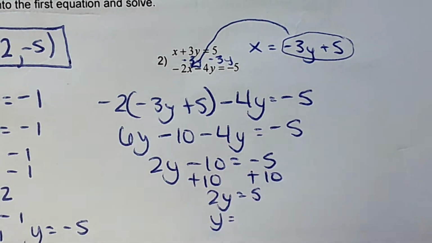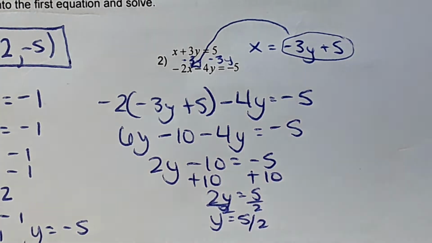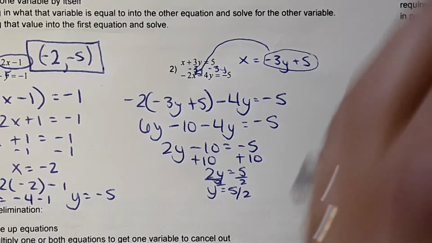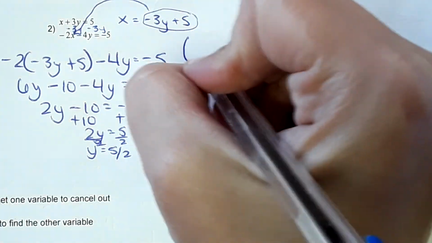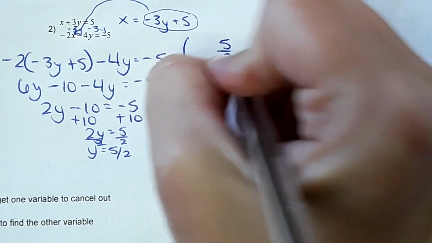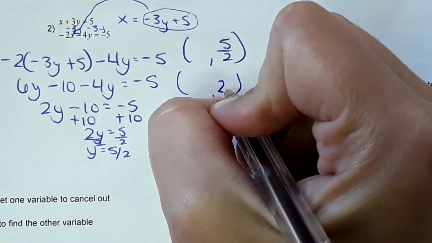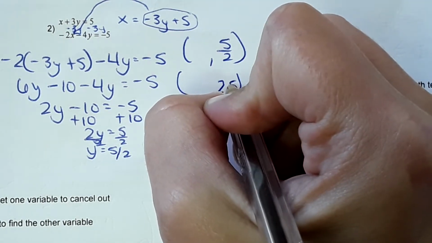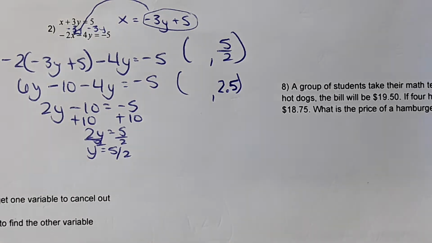And if you're working ahead and you got a fraction, yeah, we get a fraction. So I get y equals 5 halves. Don't love fractions, but they happen. 5 halves, by the way, 5 divided by 2 would be 2.5. So if you wanted to write it as a decimal, that's fine with me.